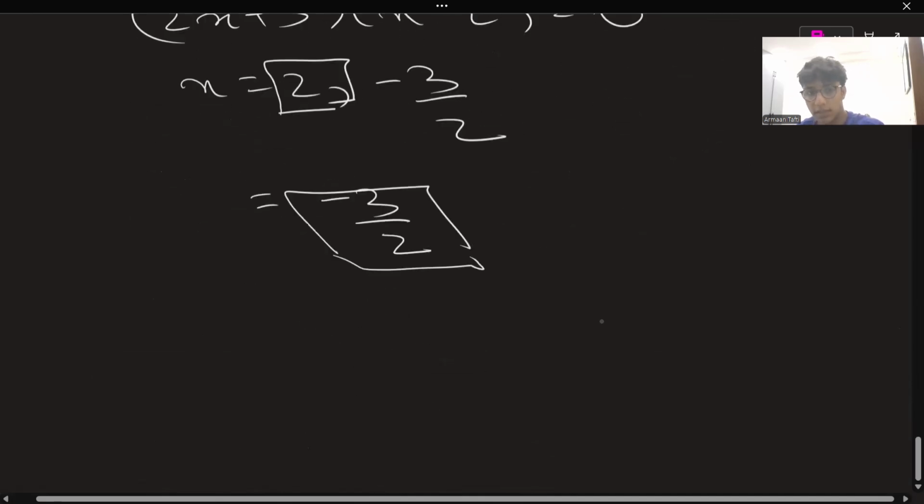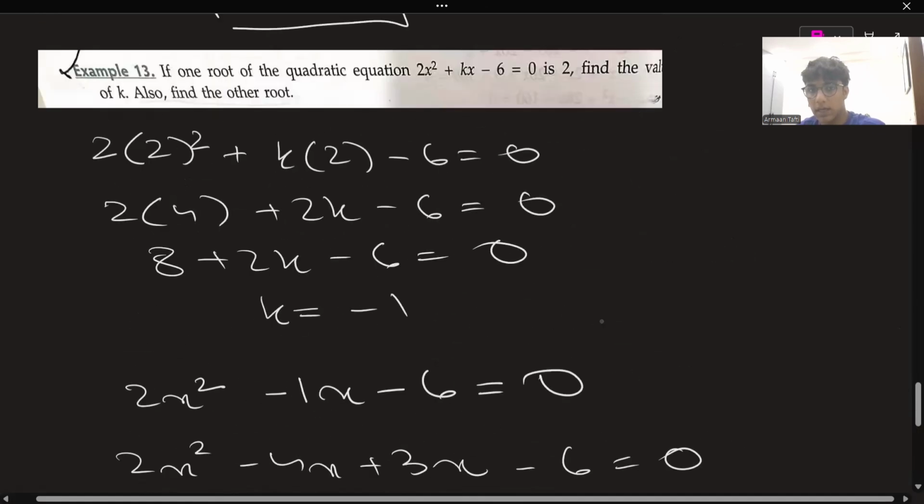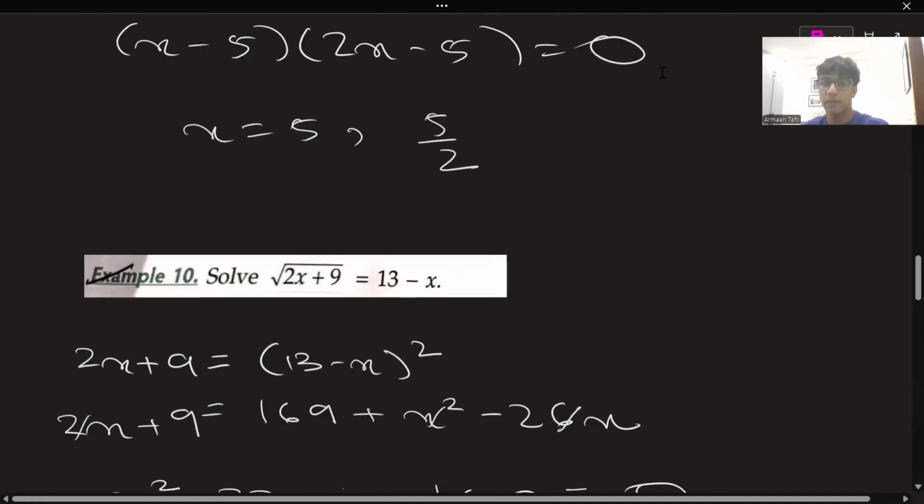Okay. With this, this exercise comes to an end. And now we'll be moving on to exercise 5.3.